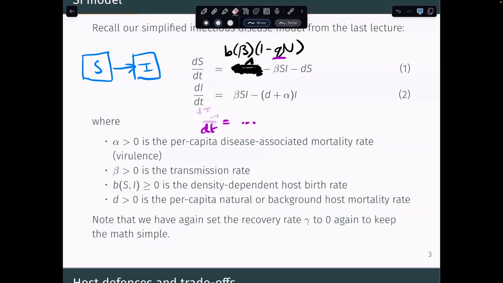Now, when we've got this host population here, we've got two equations. Remember before we looked at the next generation method. So the question is, do we actually need to apply the next generation method to this model? Yes or no? Because it's pretty simple. And with next generation, it's more for like structured population. So, I don't know. I feel like we don't.